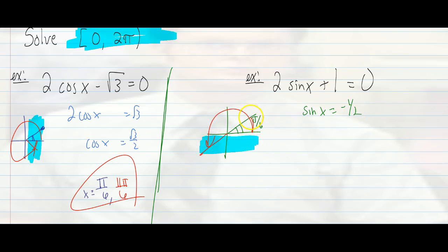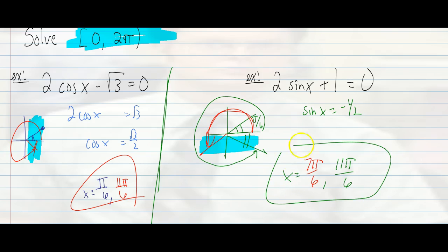In the third quadrant, we'd have pi plus another pi over 6. And then our other answer is going to be in the fourth quadrant with that same reference angle. Now it doesn't quite make it all the way to 2 pi. In fact, it's pi over 6 less than 2 pi. And that gives us another answer of 11 pi over 6.